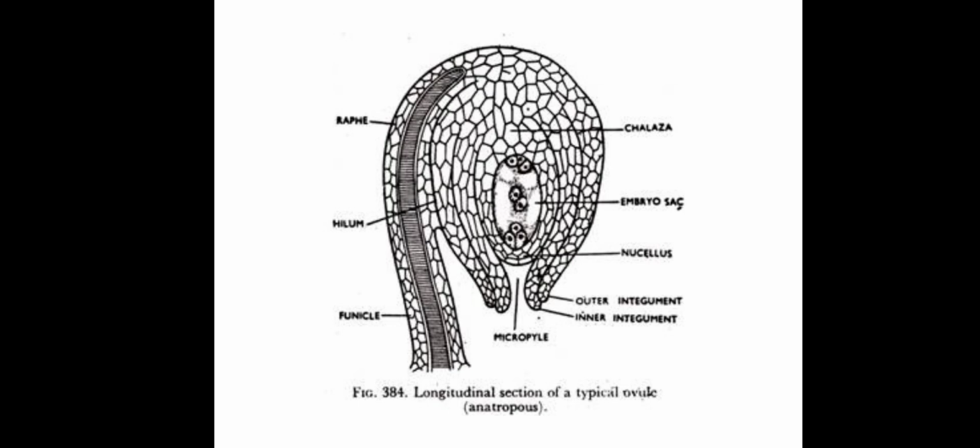Then the whole embryo sac is covered by two coverings called outer and inner integuments, leaving a small opening at the top, which is called the micropyle. The embryo sac contains various cells: egg cell, synergids and antipodal cells. So this is the typical longitudinal section of an ovule.